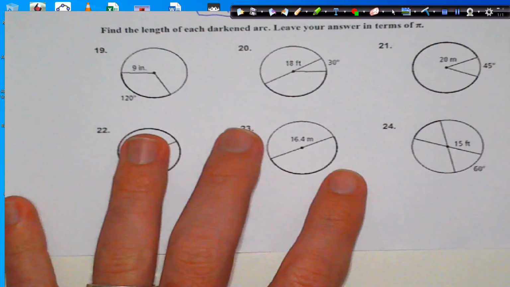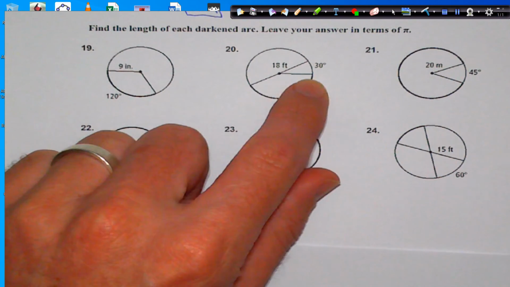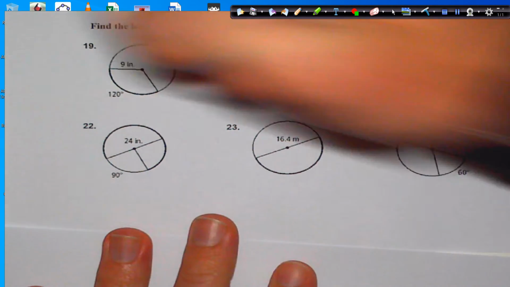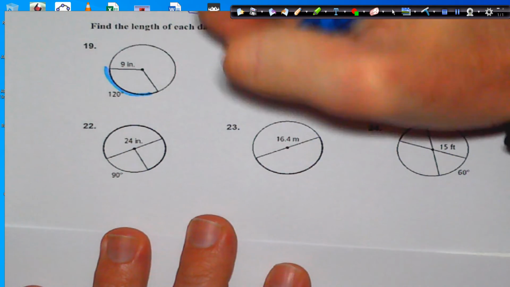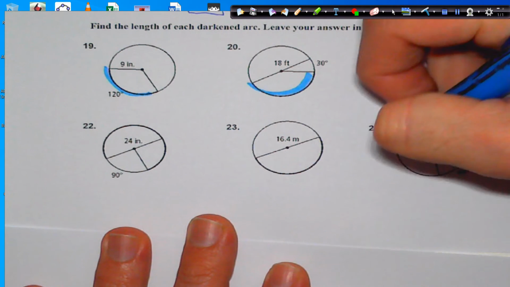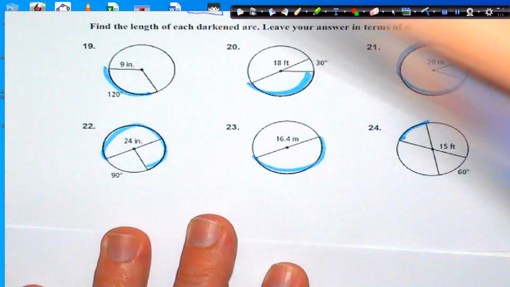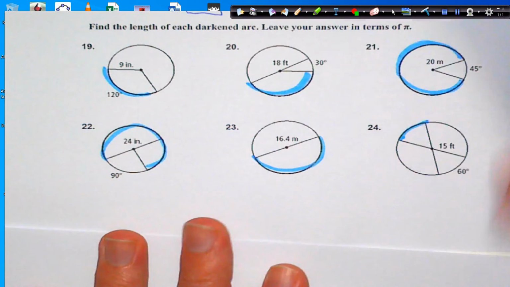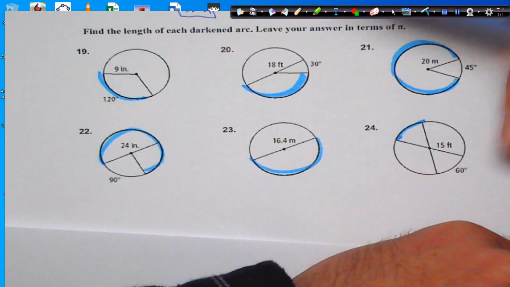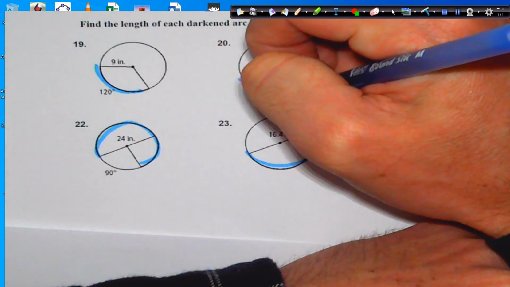Alright, number 20. Now, kind of hard to see the darkened ones, but this is the darkened one here. I might just highlight them all real quick in case you go back. So these are all the darkened circles, arcs, and there we go. Should be pretty easy to see, but those are them. So 20, it says find the length. So now we're doing arc length, not arc measure, but we need to find the measure first. So if this is 30 out of 180, that means this is going to be 150.